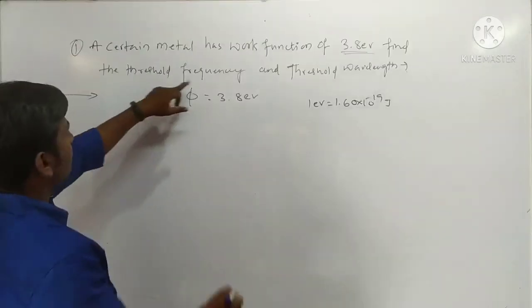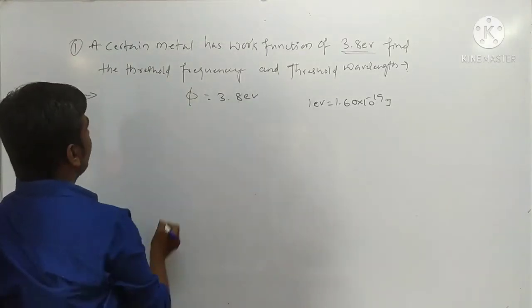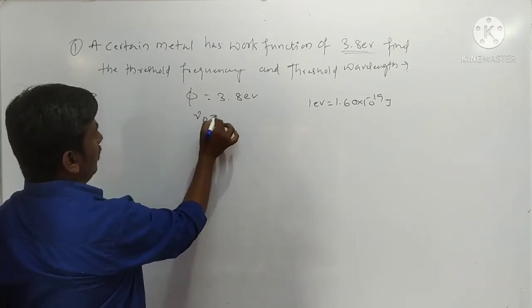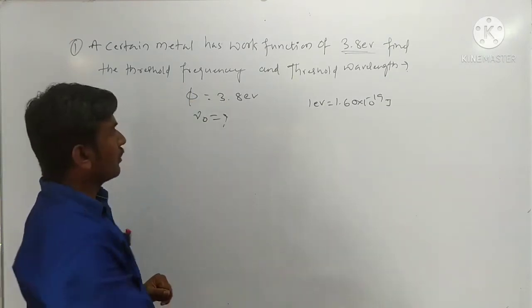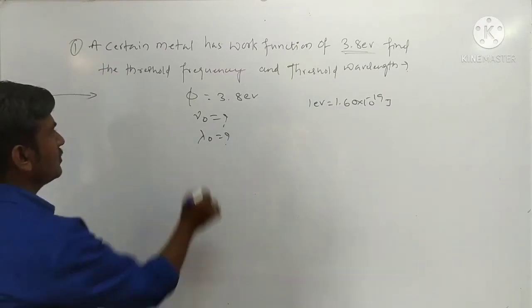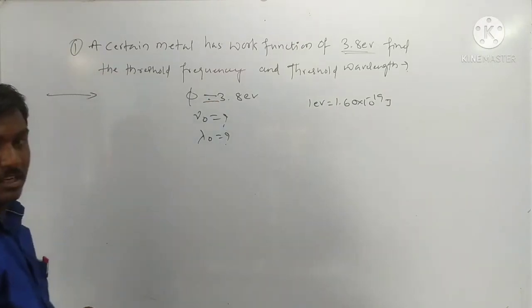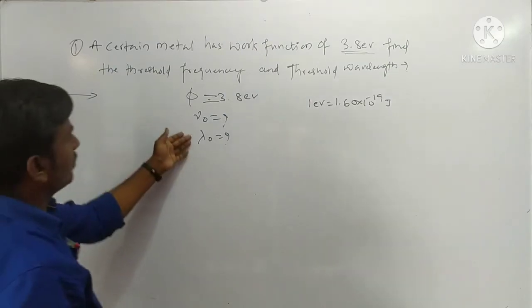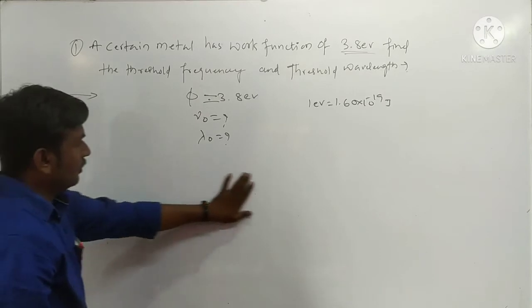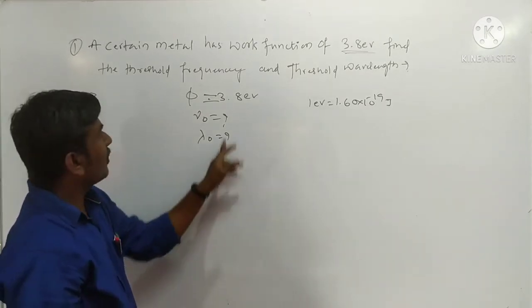So we have to find the threshold frequency, that is nu naught, and the threshold wavelength lambda naught. Okay, so this is the question given. You have to find out the threshold frequency and threshold wavelength. So we have to know the formula for the solution.